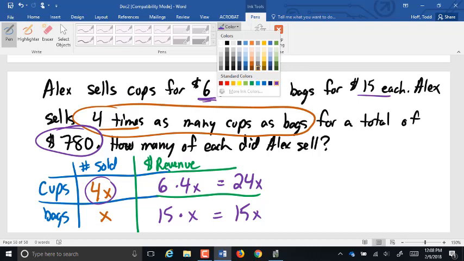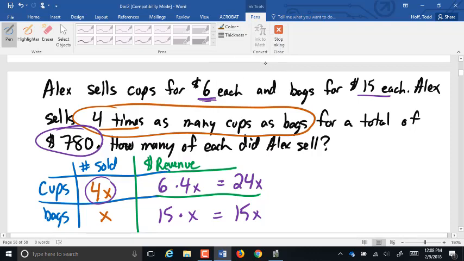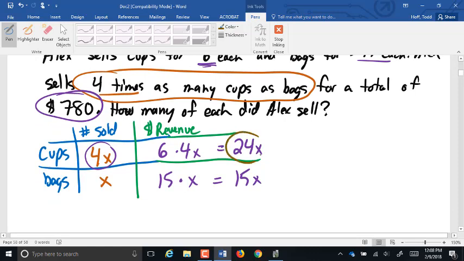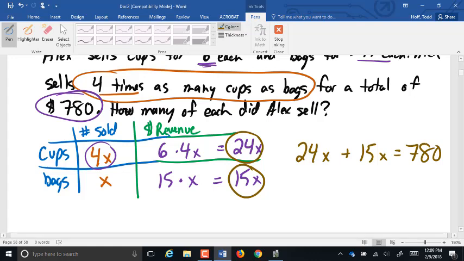Now, I do like to do out a table just like what I did here because that helps me keep track of what I've done. And it also helps me once I have created the equation and solved it, it helps me put my information back in to actually answer the question. So what we have here, the 24X is the revenue from cups. 15X is the revenue from bags. We know that the total revenue is found by adding those together for that total of $780 of total revenue.